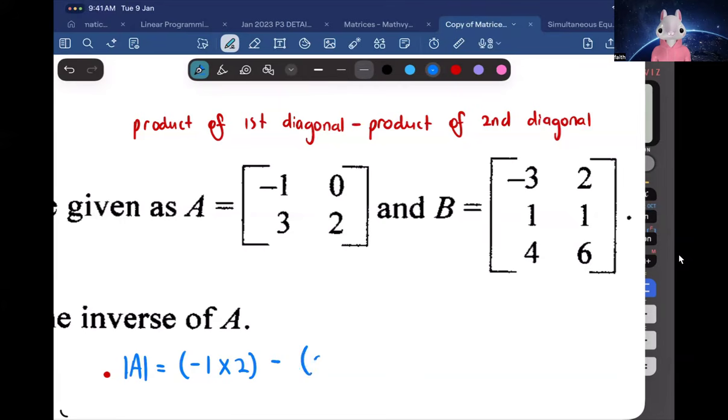0 by 3. By the way, guys, if it says 0 by 3 or 3 by 0, it's fine either way. That's more than fine. Okay, cool.